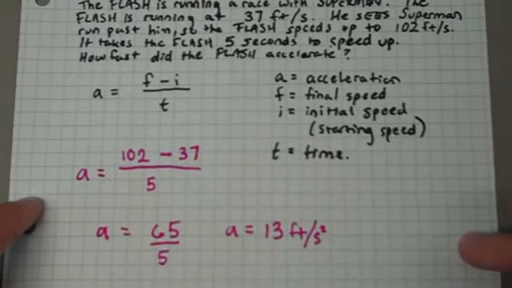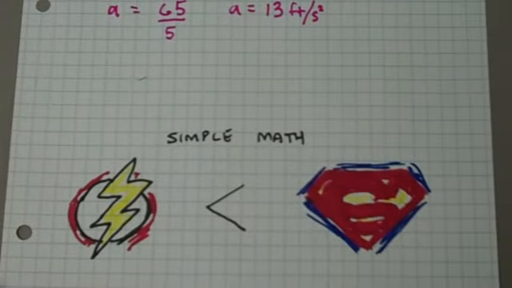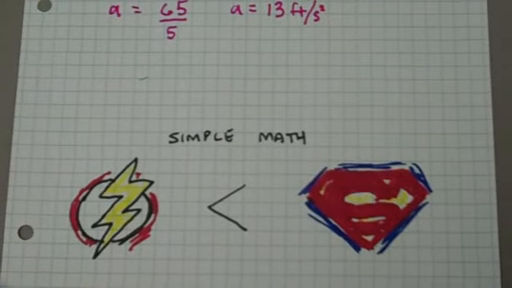Okay. Some simple math. Superman is much greater than the Flash. Okay. Definitely true. I mean, come on. Look at the Flash. He looks silly. Superman, yeah, he may look a little bit silly, but he could punch a hole through a wall and he shoots lasers out of his eyes.